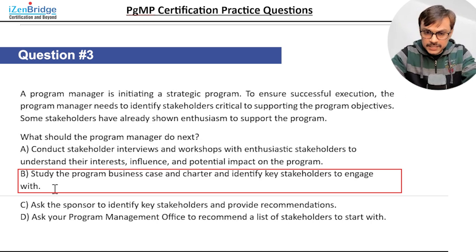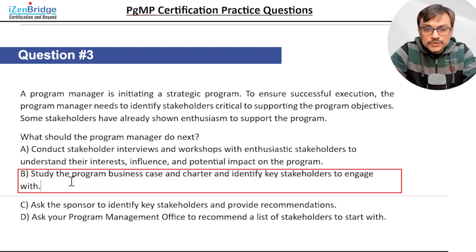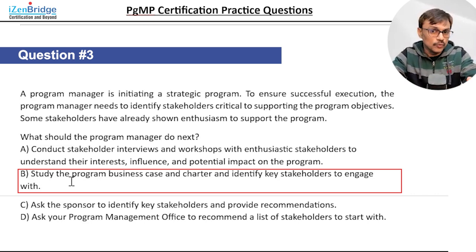Study the program business case charter and identify key stakeholders to engage with. Yeah, I feel that's more strategic and methodological approach, because it's not necessary the enthusiastic people are the important people. I need to start from what my charter is saying, what my business case is saying. So understanding the program charter and business case seems to be a first thing before I go for option A. So as of now, if I have to choose between A and B, I will choose B, because it is giving me a strategic approach to identify key stakeholders rather than settling down to work with those people who are showing enthusiasm.